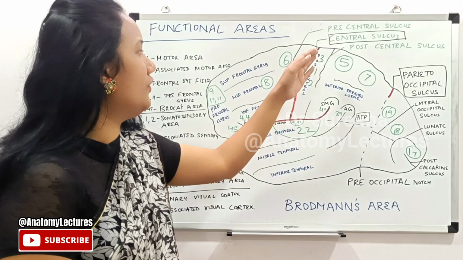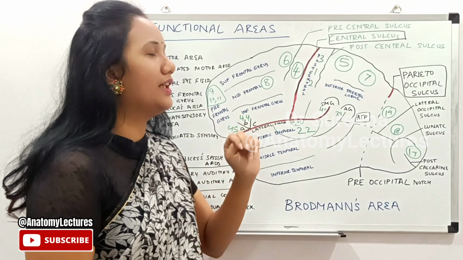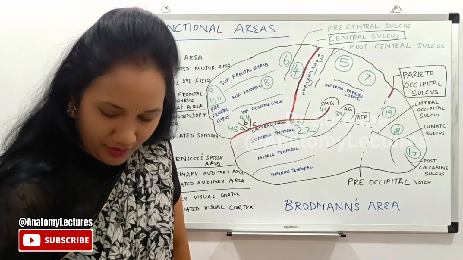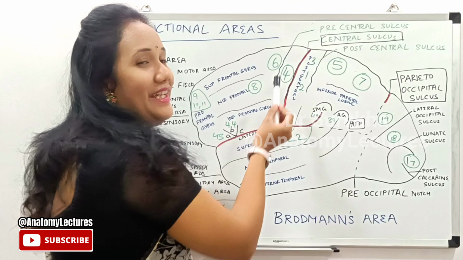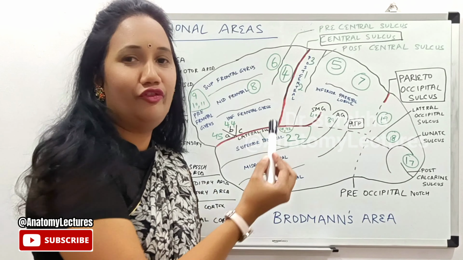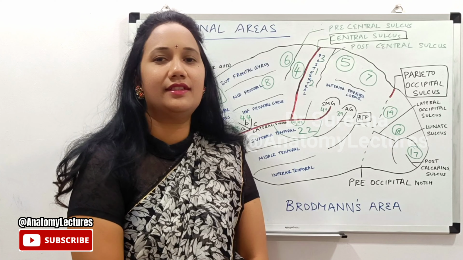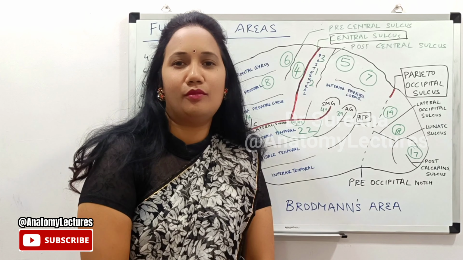In this video, we will have a look at all the functional areas on the superolateral surface. First, let us have a look at the frontal lobe. What are all the functional areas in the frontal lobe? In front of the central sulcus, we have area number 4. This is associated with the motor area, and is referred to as the primary motor area.